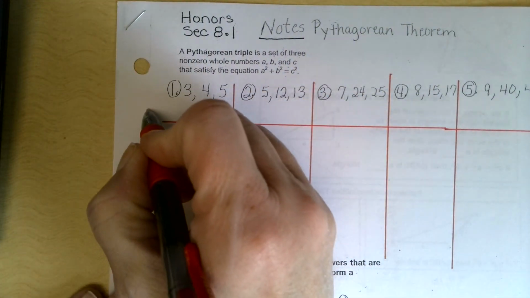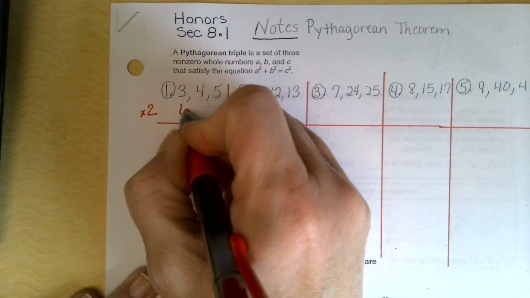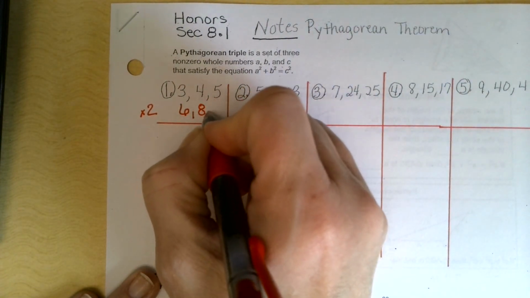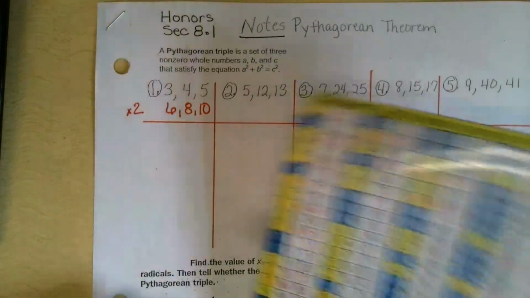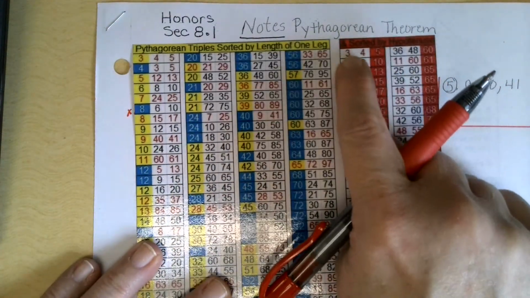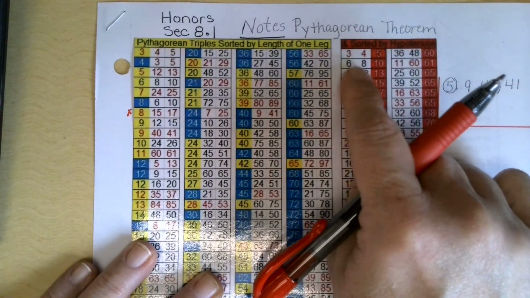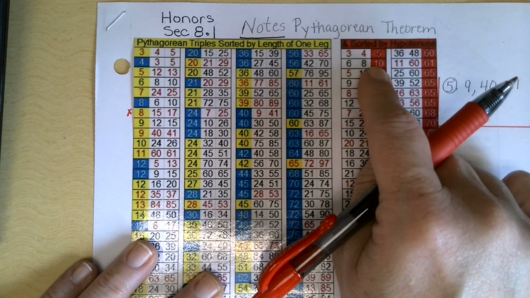so I'm going to say times 2. That means this would turn into a 6, 8, 10 triangle. A 6, 8, 10 triangle is a Pythagorean triple, and it is right here. It's in black because it took one of the reds and they multiplied it by 2. So 6, 8, 10 is a very common Pythagorean triple.